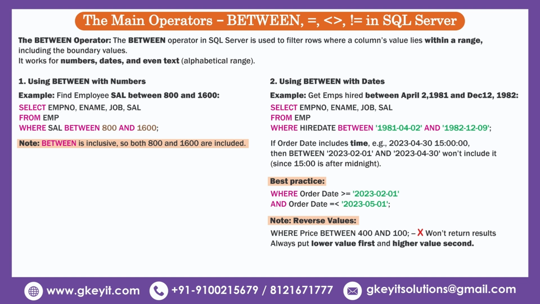For example, for numbers, if you use between in reverse, it won't work. For example, where price between 400 and 100 won't give you the results. Why? Because it always expects the lower value first and the higher value second.